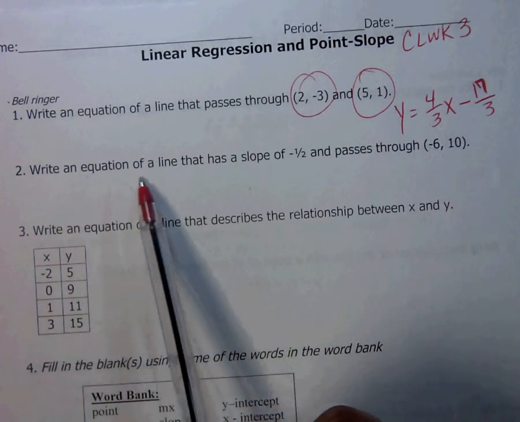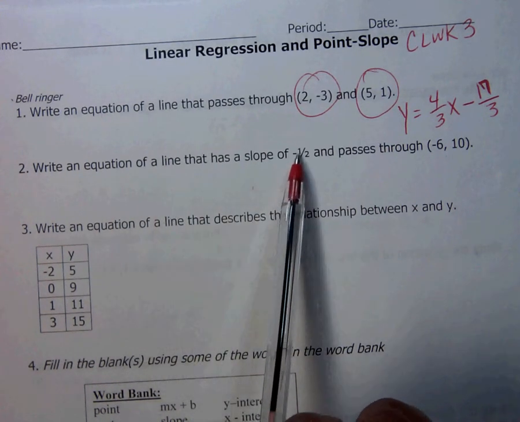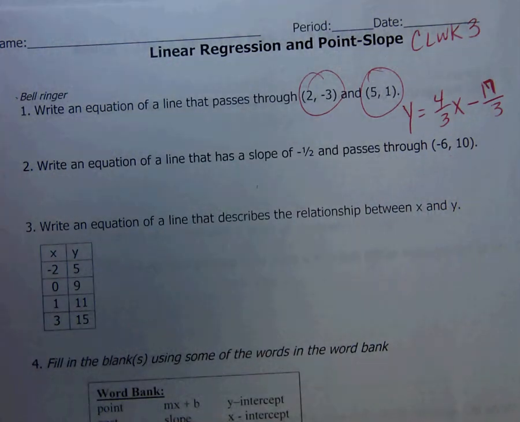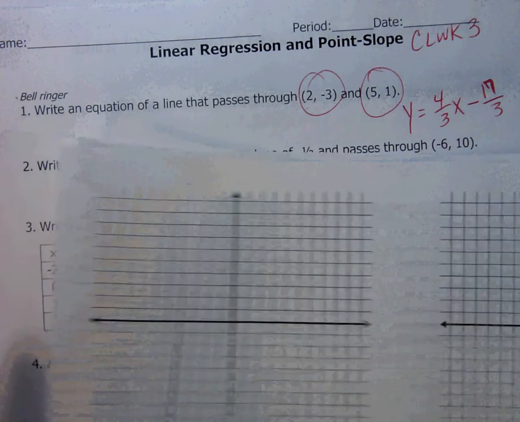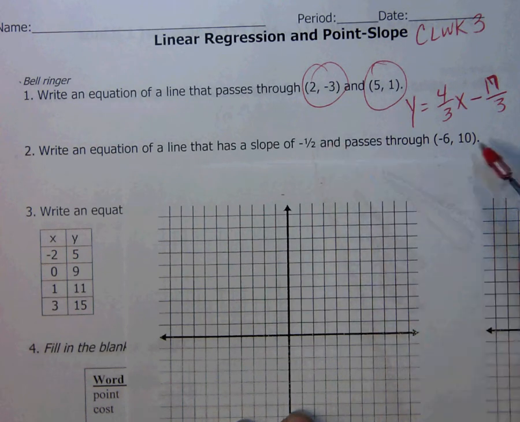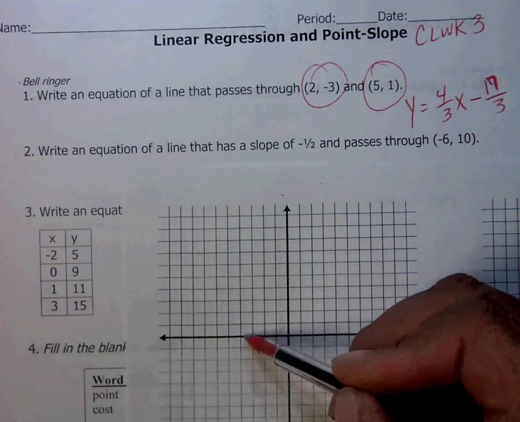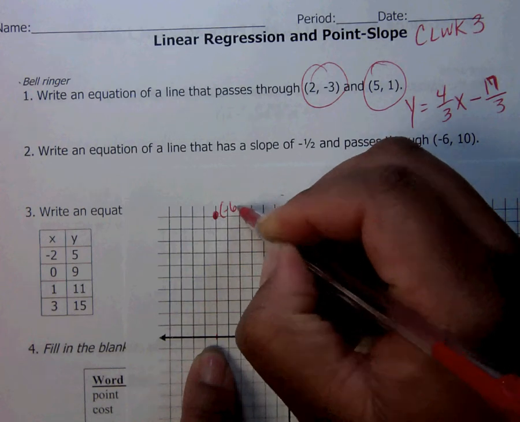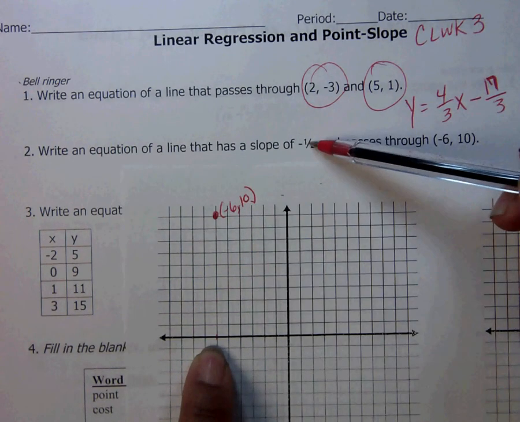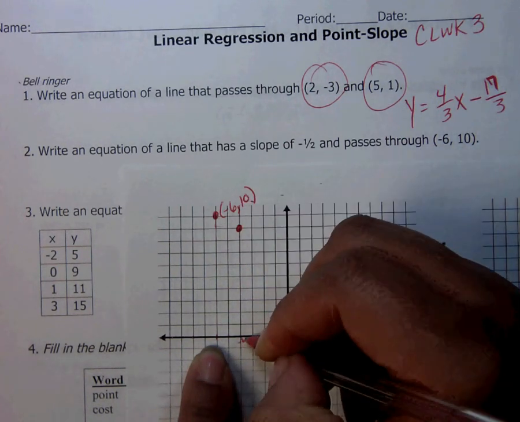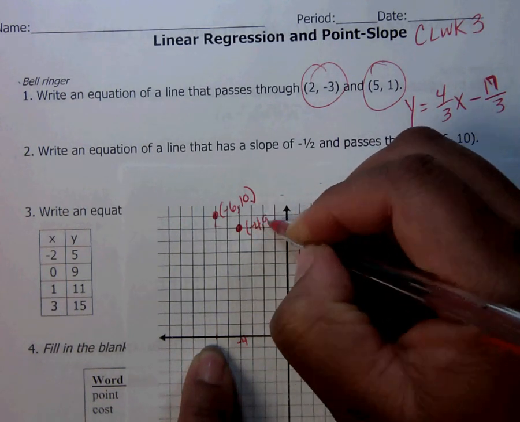Number 2 also says to write an equation of a line that has a slope of -1/2 and passes through -6, 10. Now, this problem can be done by hand using point slope or slope-intercept, but I would like for you to try a shortcut just to check your work. Let's plot the point -6, 10. 1, 2, 3, 4, 5, 6, and then go up 10. And if we plot the slope, meaning we would go down 1 and right 2, we have a new point. And that is -4 on the x and 9 on the y.